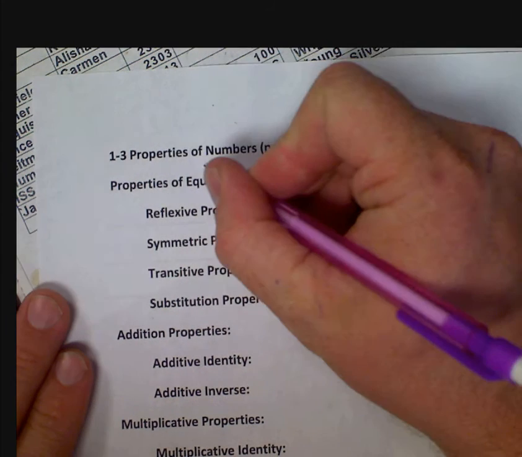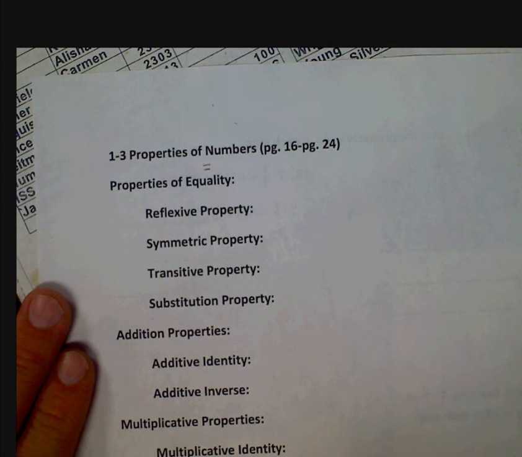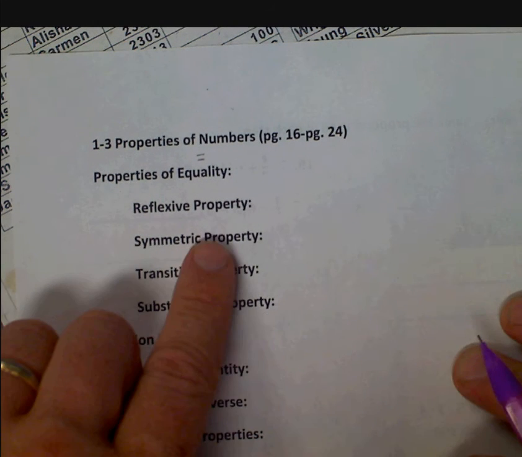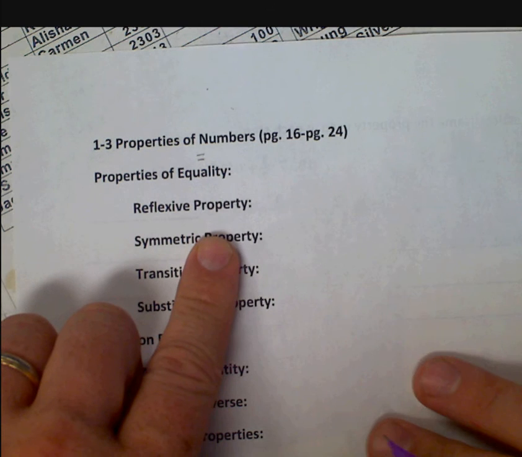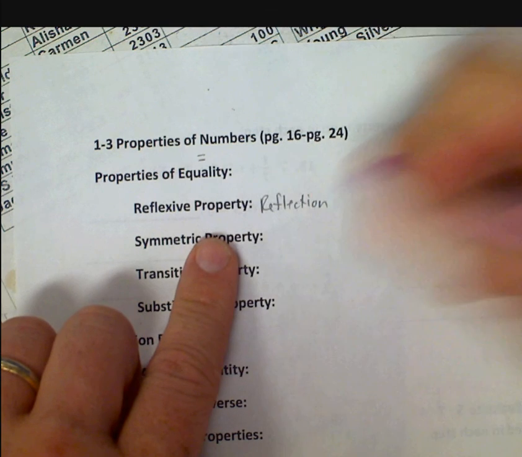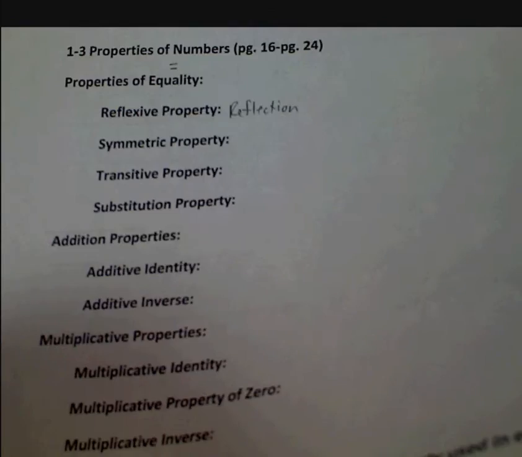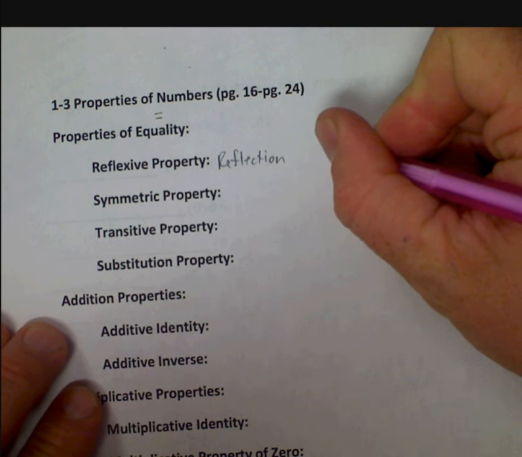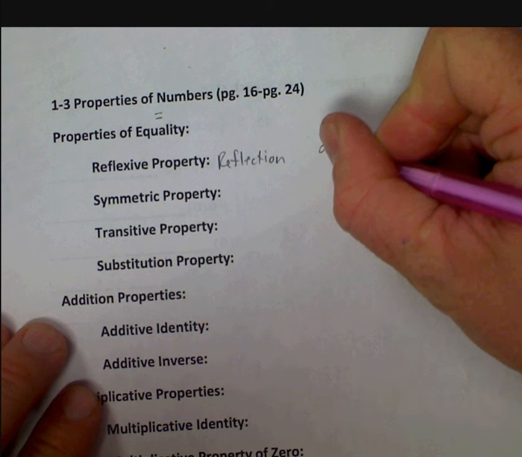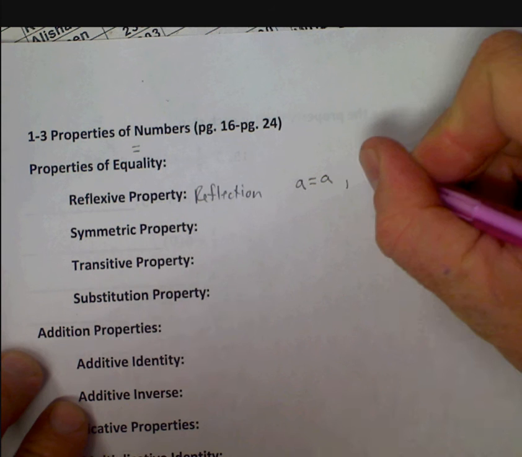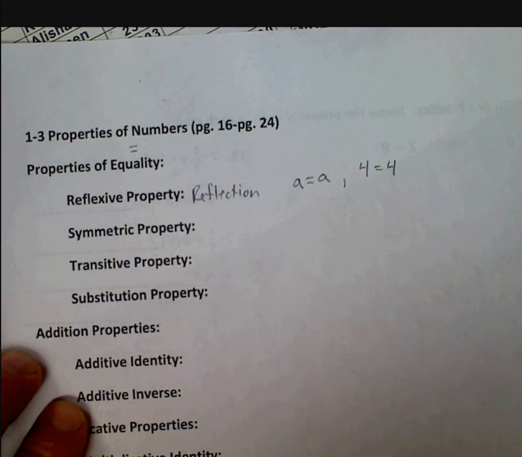Equality literally means equals. So all of these properties that I'm about to show you have to do with the equal sign. When we're talking about the reflexive property, I like to use the hint word reflection. Reflection means exactly what I see. So I look in the mirror and I see myself. So if I have the letter A, I know A will equal A. In number terms, 4 equals 4.